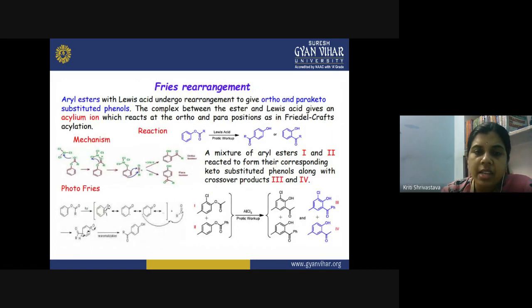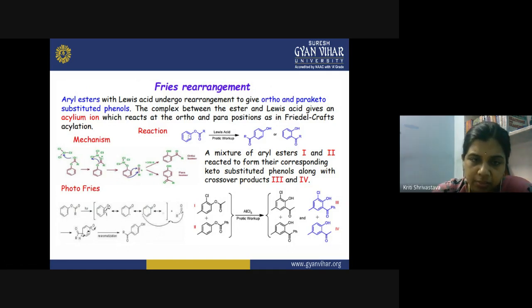The Fries rearrangement is the reaction shown by aryl esters with a Lewis acid, which undergo rearrangement and give ortho and para keto substituted phenols. So this is the Fries rearrangement, and the complex between the ester and Lewis acid gives an acylium ion, which reacts at the ortho and para positions in the Friedel-Crafts acylation.